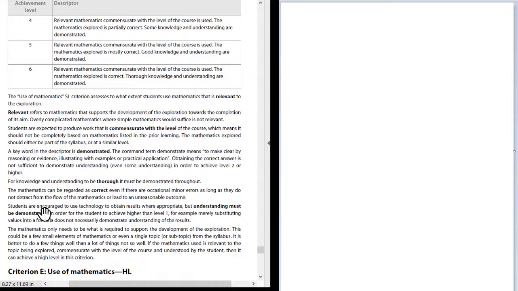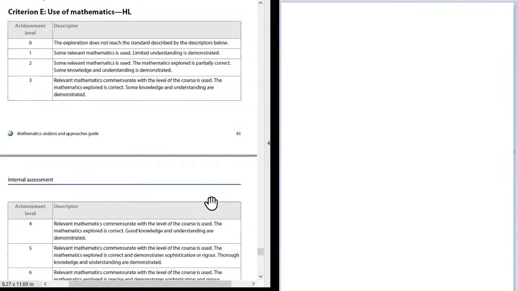Understanding must be demonstrated in order for the student to achieve higher than level 1. So you cannot just keep plugging in without explaining your work. Again, it's supposed to be an essay. It's not a long homework problem. Let's look at how HL is different.